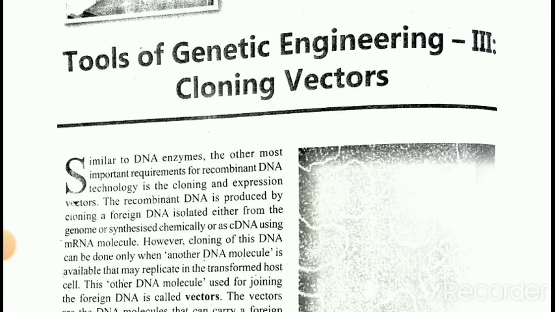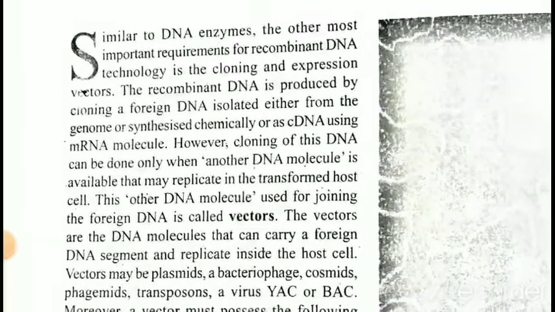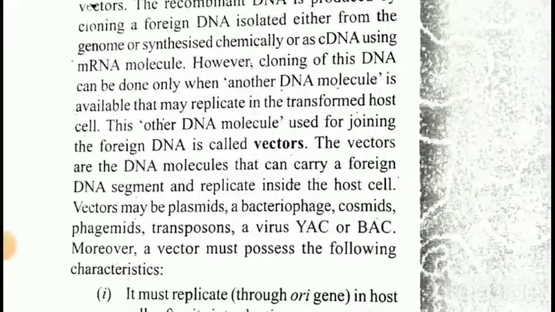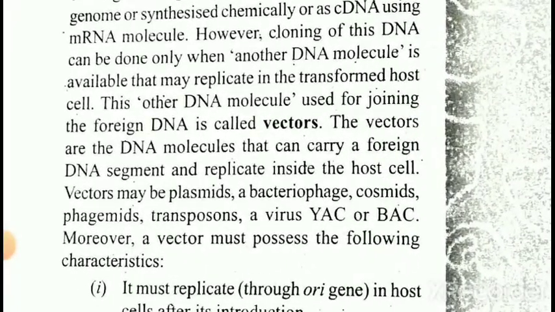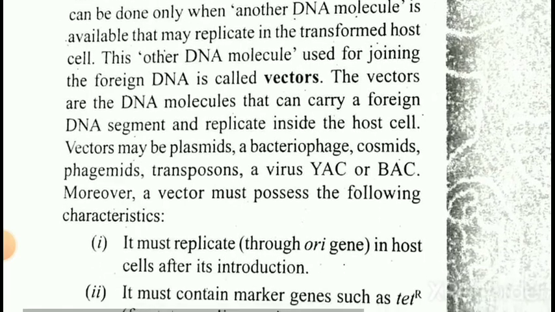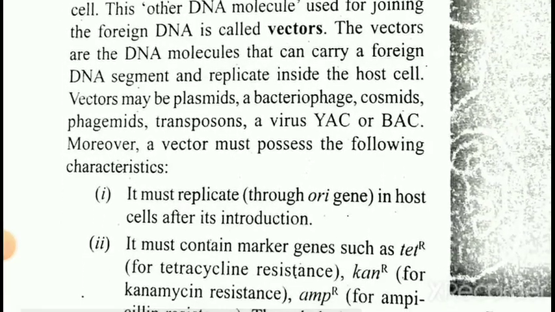The recombinant DNA is produced by cloning a foreign DNA isolated either from the genome, or synthesized chemically, or as cDNA using an mRNA molecule. However, cloning of this DNA can be done only when another DNA molecule is available that may replicate in the transformed host cell. This other DNA molecule, used for joining the foreign DNA, is called a vector. Vectors are DNA molecules that can carry a foreign DNA segment and replicate inside the host cell.